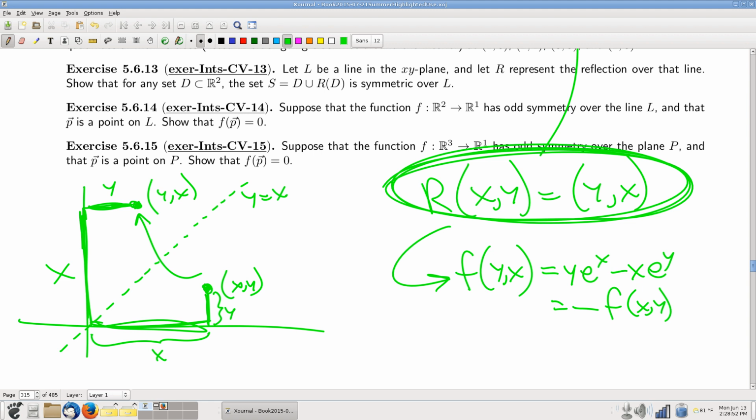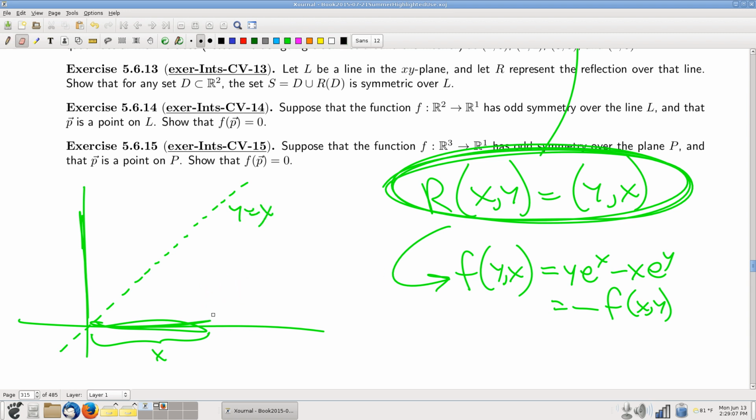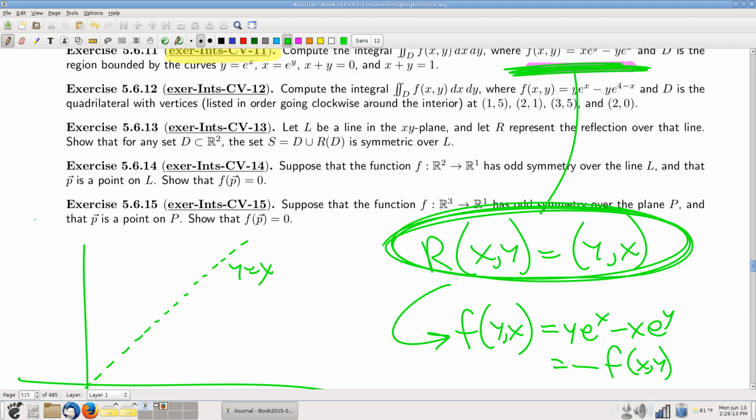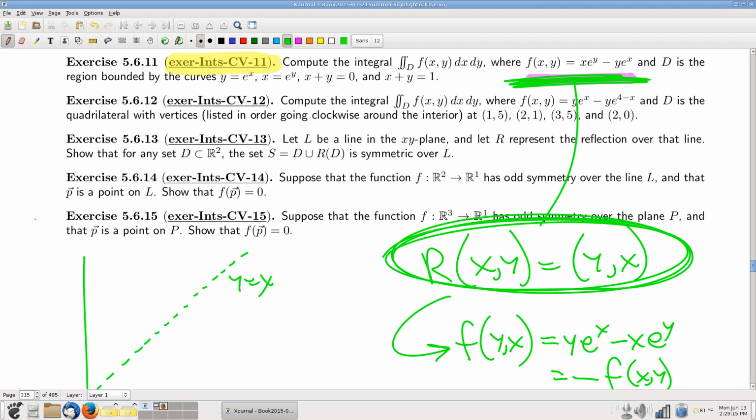Okay, now we're halfway there, right? We have a line, reflecting over which makes the function odd, but we've got to start worrying about the domain. And again, it is a nasty little problem that very often students are so happy about having found a symmetry of the function that they forget to worry about the domain.